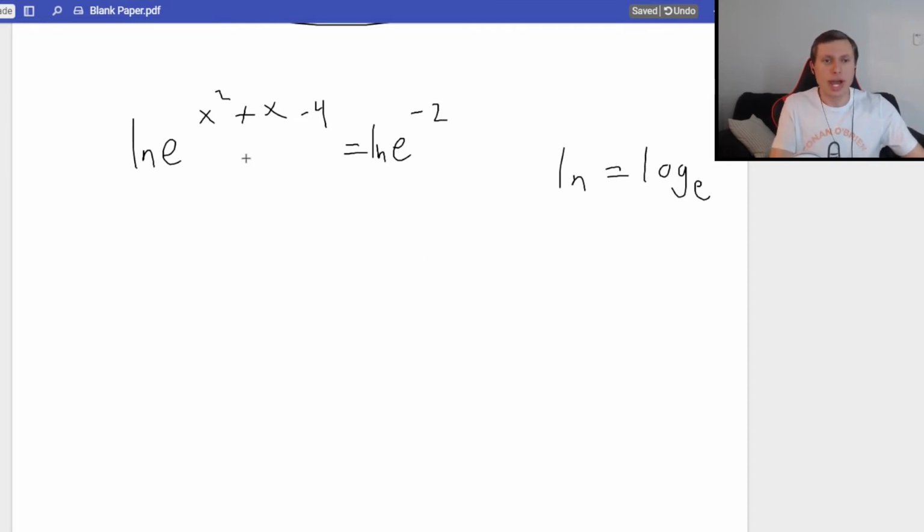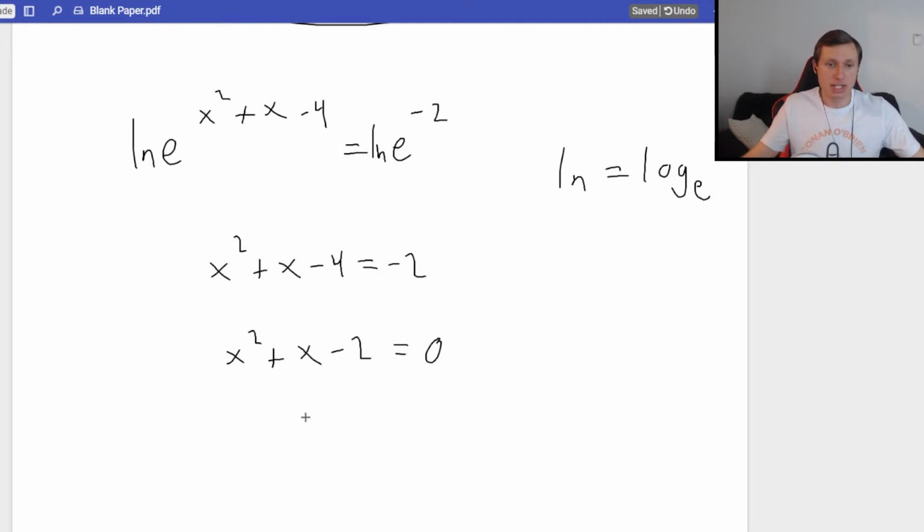But you don't actually have to do that for this problem, because we notice the bases are the same, and whenever the bases are the same, you can set the two exponents equal to each other. So in other words, I have x squared plus x minus 4 is equal to negative 2. To solve this one for x, notice it's a quadratic. It means I'm going to add 2 to both sides. So x squared plus x minus 2 on the left. On the right, I now just have 0.